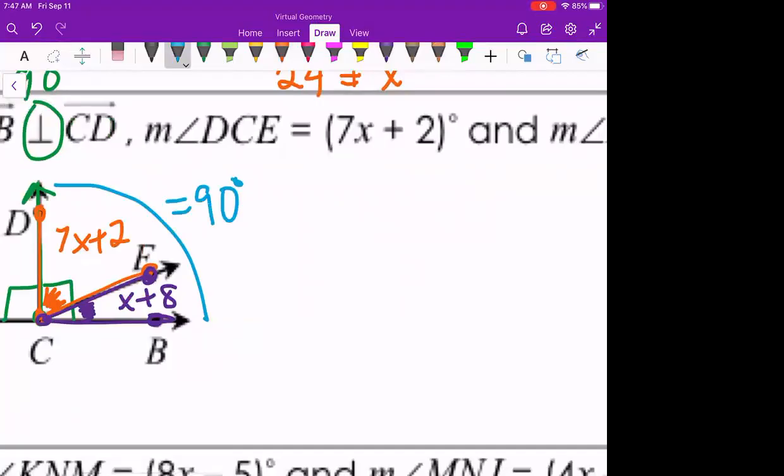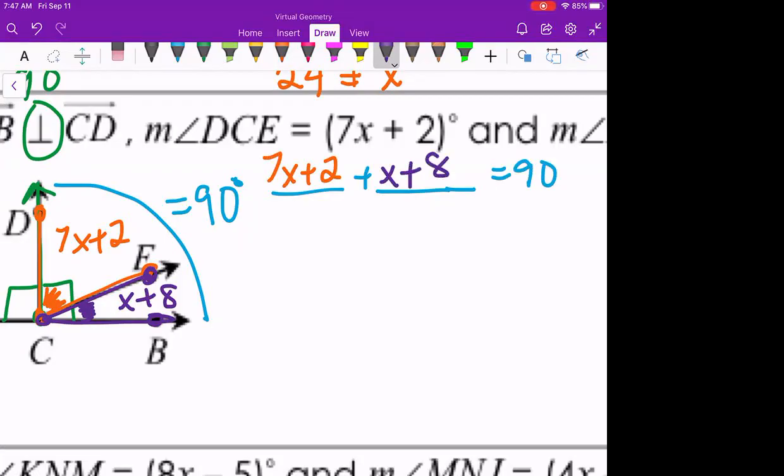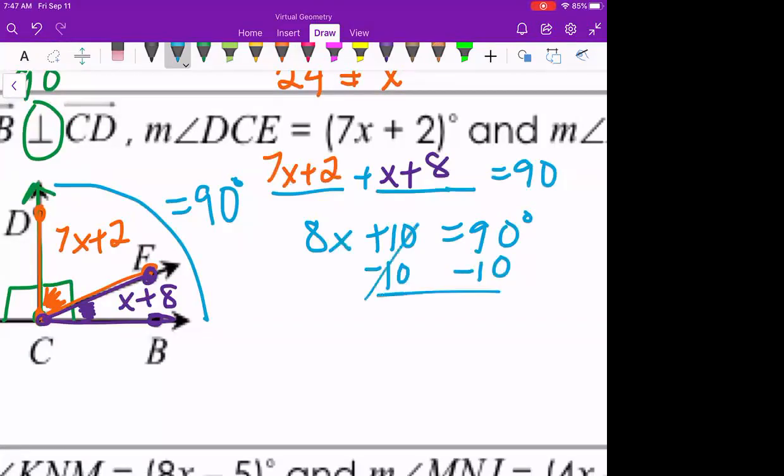So these are complementary, which means I should be able to add the two things up and set it equal to 90. So let's get our two equations in here. 7x plus 2 and x plus 8 together should make 90. Now let's do some combining of like terms here. 7x and an x, 8x, 2 and 8 plus 10, make our 90. So let's keep our solve going. Minus our 10 from both sides, and my 8x is equal to 80. Divide out your 8, and my x is 10.